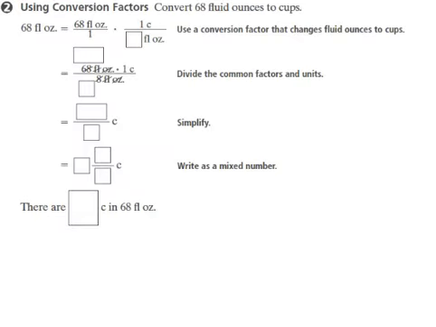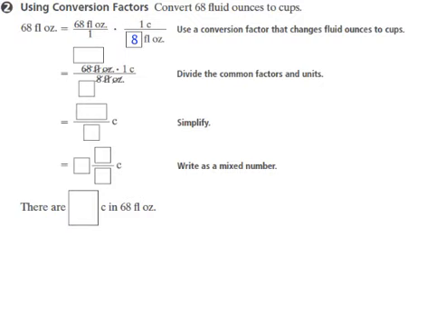Now we're going to use some conversion factors. We're going to convert 68 fluid ounces into cups. So we write down 68 fluid ounces and put that over 1. Now we're trying to get rid of fluid ounces and change them to cups. So we're going to put cups on the top of the fraction and fluid ounces on the bottom. Now we have to remember how many fluid ounces is in 1 cup. There are 8 fluid ounces in 1 cup.